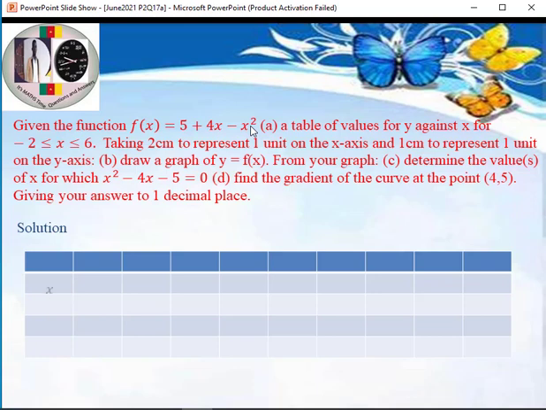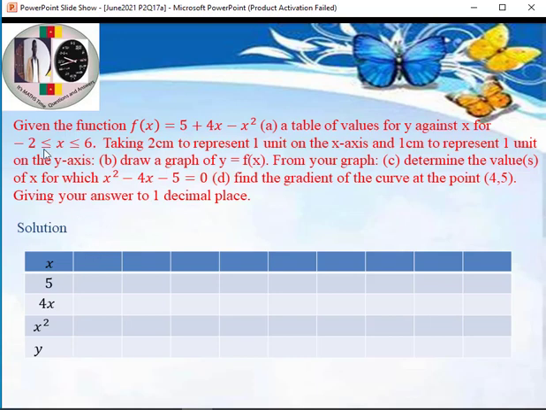So what do I mean? We are going to have values of x, we are going to have the 5, which is a constant, we are going to compute values of 4x, we are going to compute values of x squared, and when we add the values of 5, 4x, and minus x squared, we are going to have our y. So our y is this f of x here, which is 5 plus 4x minus x squared.